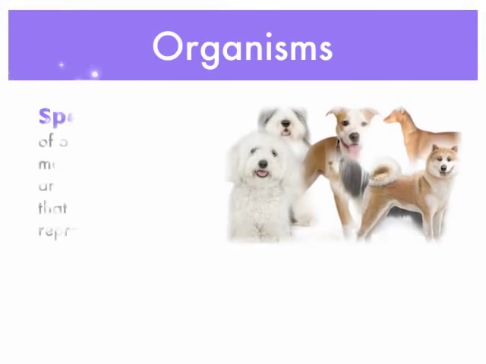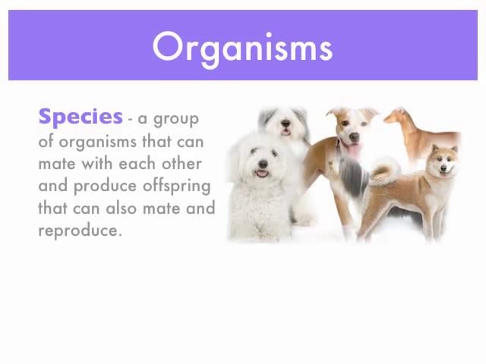When we use the word organism, we're talking about any living thing. And most organisms are a particular species. So we have a group of dogs here, and they can mate with each other and produce offspring. They can also mate and reproduce. They would be considered a species.